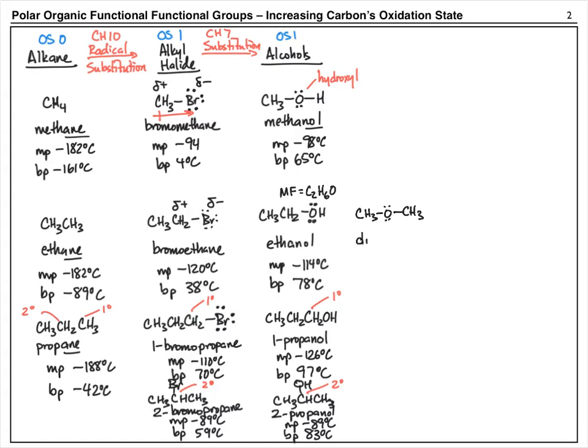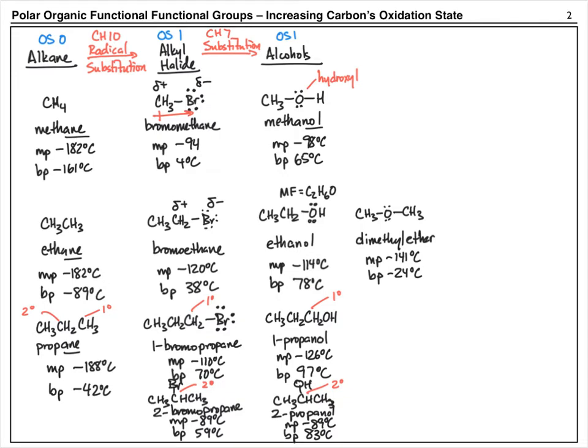So this compound is called dimethyl ether. So the COC functional group is an ether functional group. This has a melting point of negative 141 degrees C and a boiling point of negative 24 degrees C. So how can we rationalize that between these two constitutional isomers, really this huge difference in boiling point? So this is a gas at room temperature, this is a liquid.